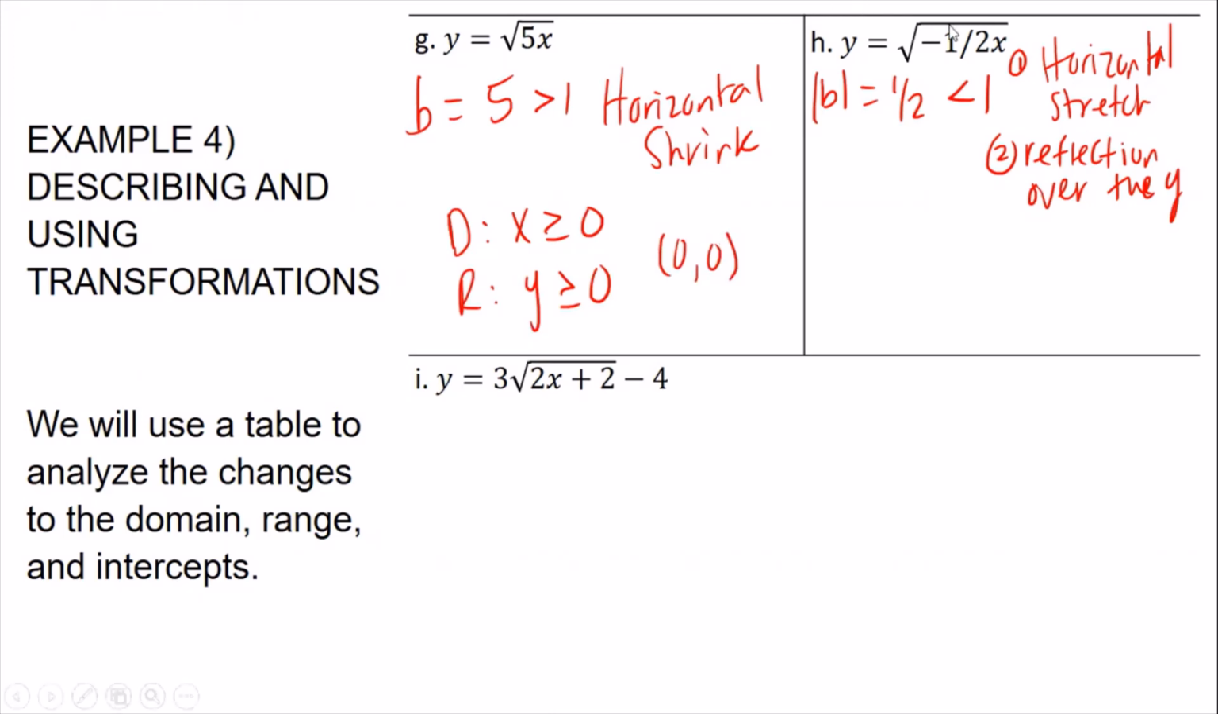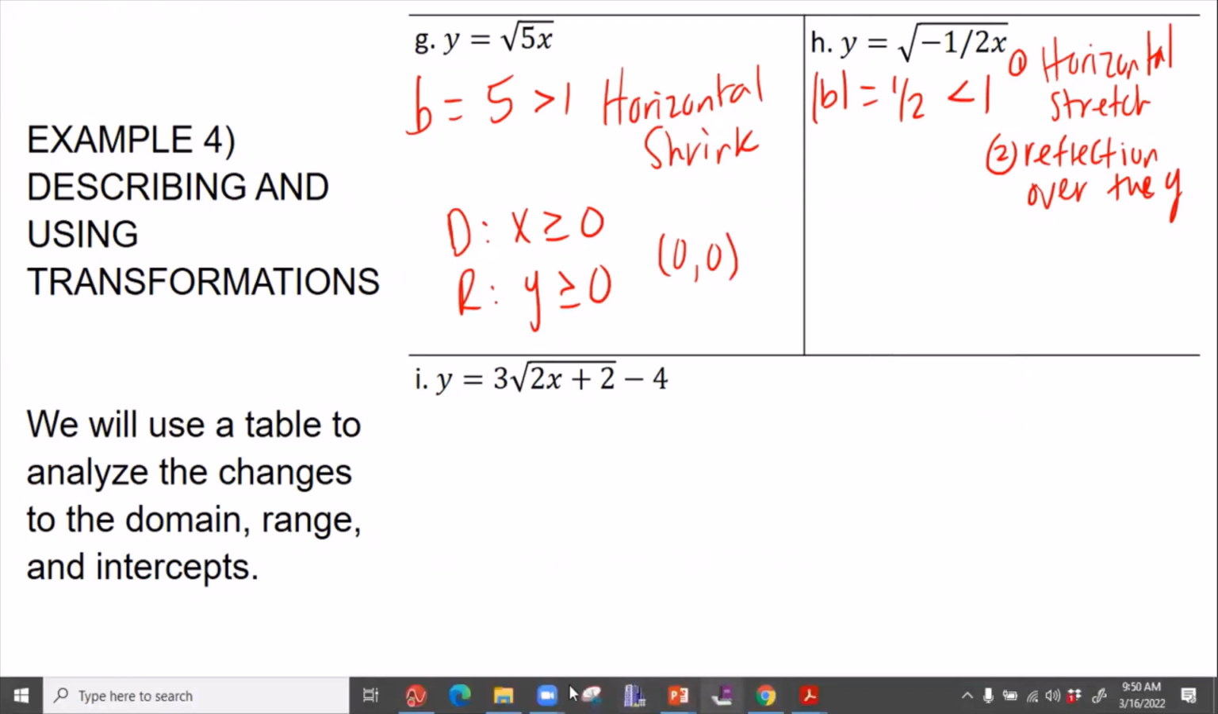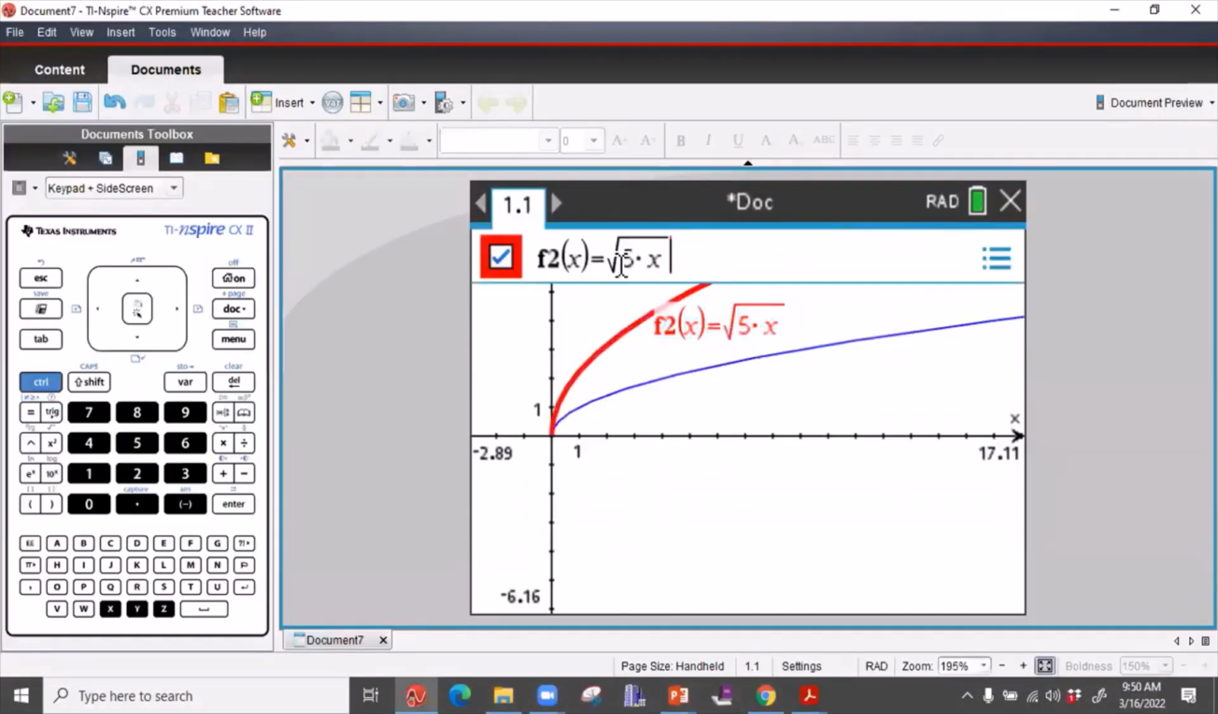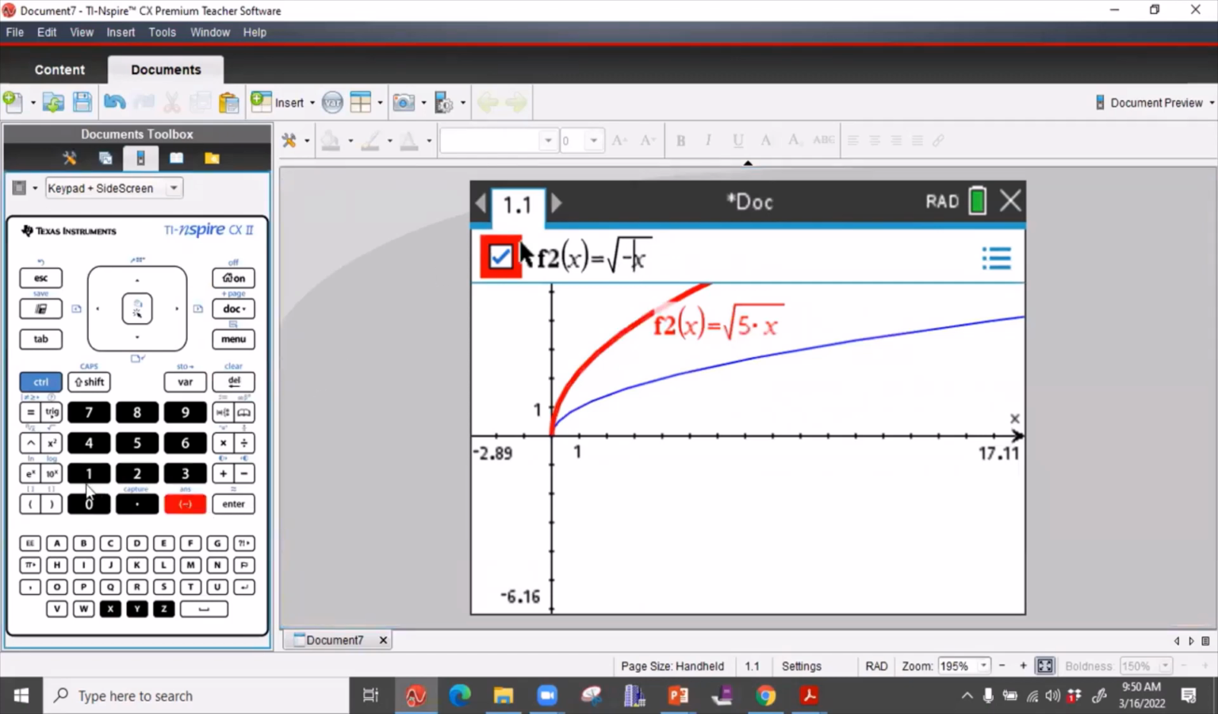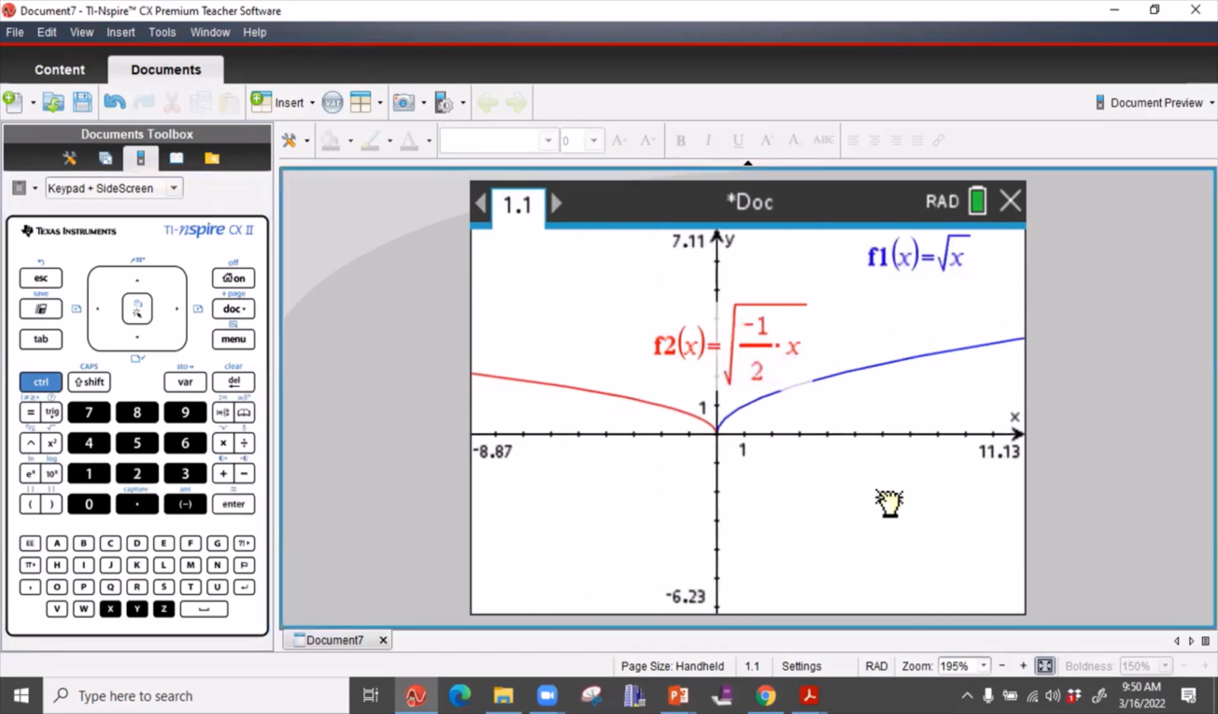Okay, now let's look at the negative. How does the negative affect us? So we have negative 1/2, and we said that it's going to cause it to reflect over the y-axis. Boom.